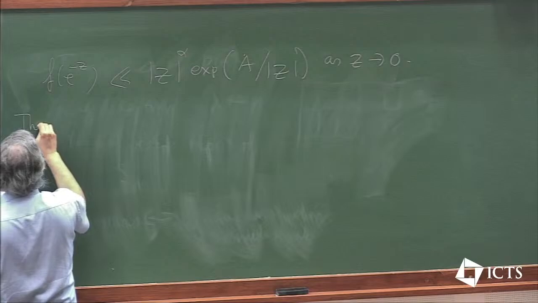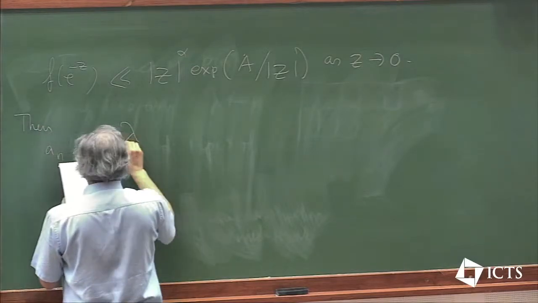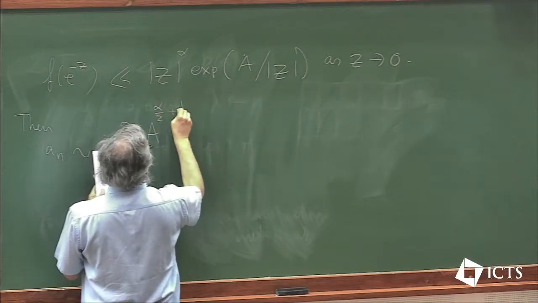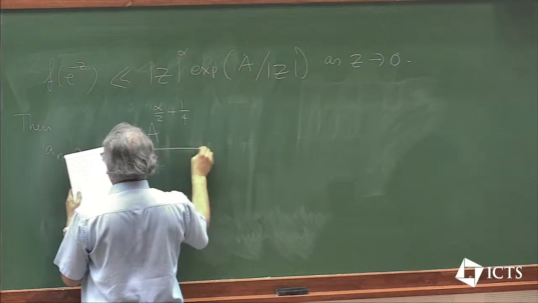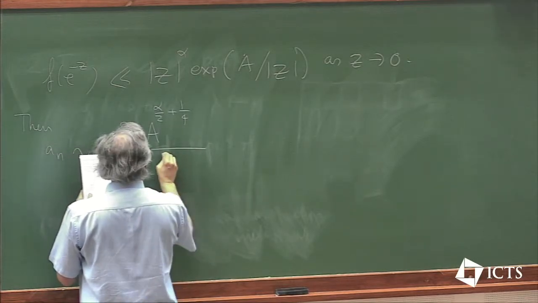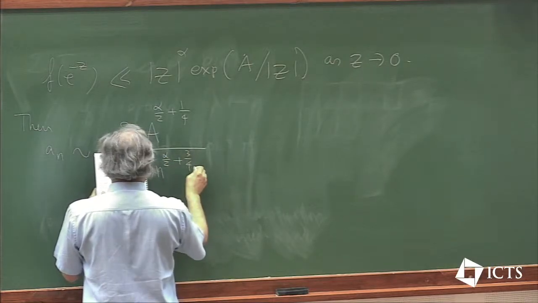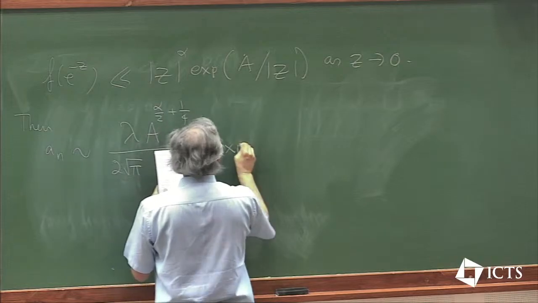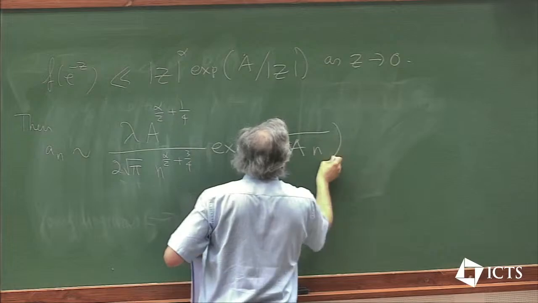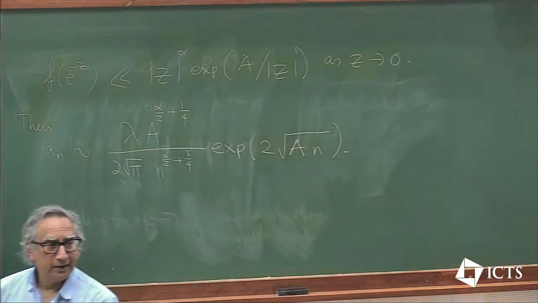Then the asymptotic formula is immediate. Then a sub n is asymptotic to lambda a to the alpha over 2 plus a quarter, divided by 2 root pi n to the alpha over 2 plus 3 over 4, exponential to square root a n. So this is the asymptotic formula, it just pops out once these conditions are given.